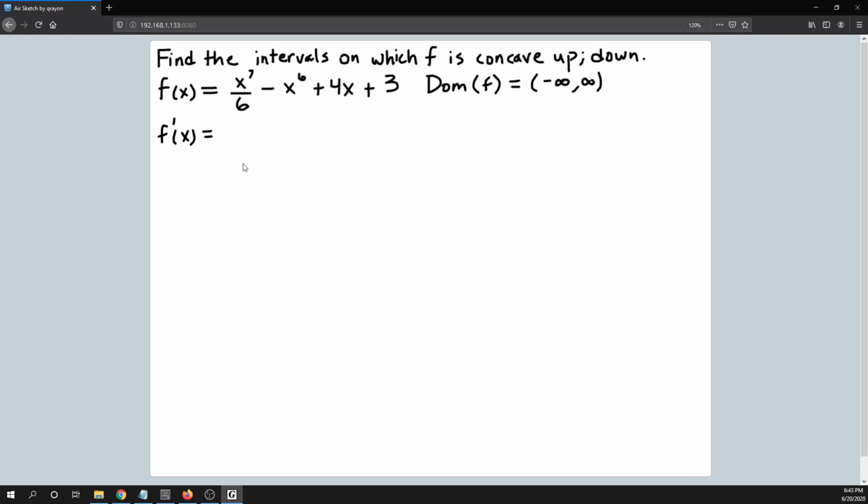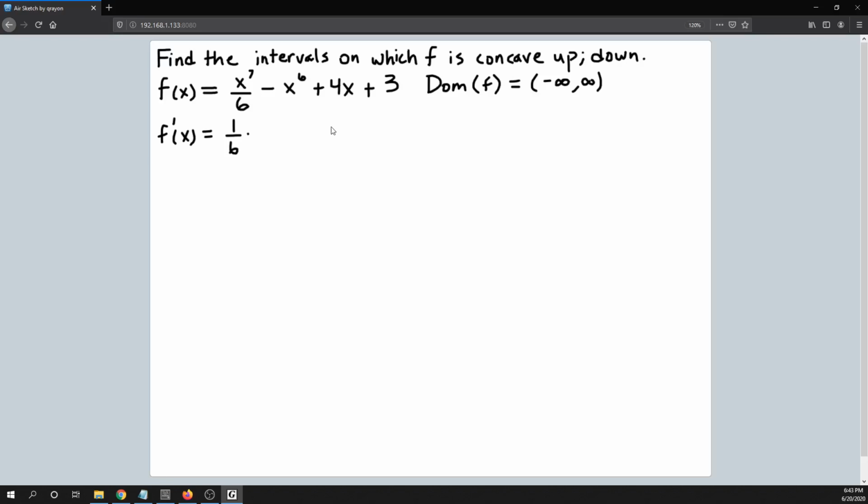So all we have to do to take the derivative of this polynomial is to take the derivative of each term, right, and then subtract or add them as whatever the case may be. All right, so this first term here is x to the 7th over 6. You can also treat that as 1/6 times x to the 7th, which is what I'm going to do, because then I can use the constant multiple rule instead of the quotient rule.